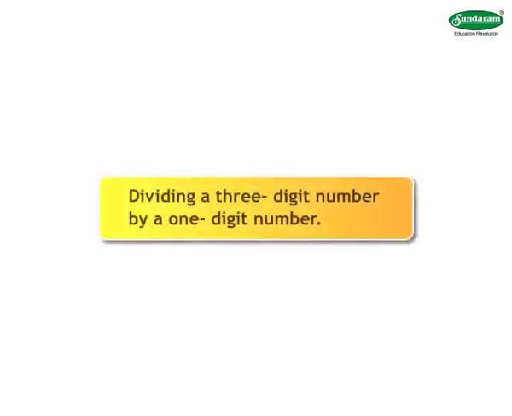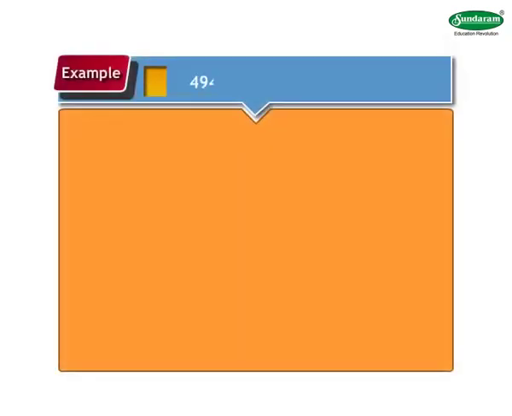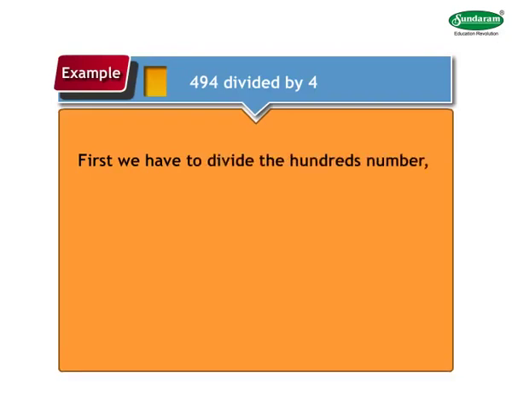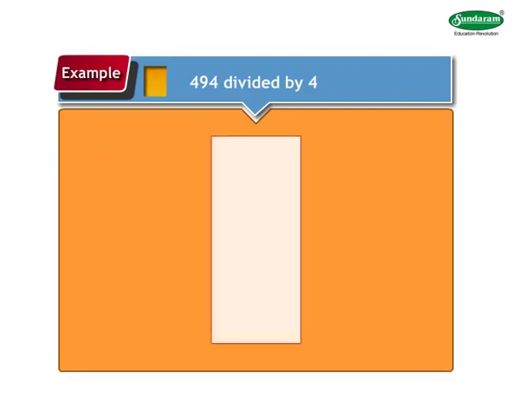We will now learn how to divide a 3-digit number by a 1-digit number. Here too, we are going to follow the same procedure. The only difference here is one more digit is added, that is, in the hundreds place. Let us solve an example: 494 divided by 4. Here, first we have to divide the hundreds number, then the tens, and then the units number. The divisor in this sum is 4. So, we have to use the 4 times table.